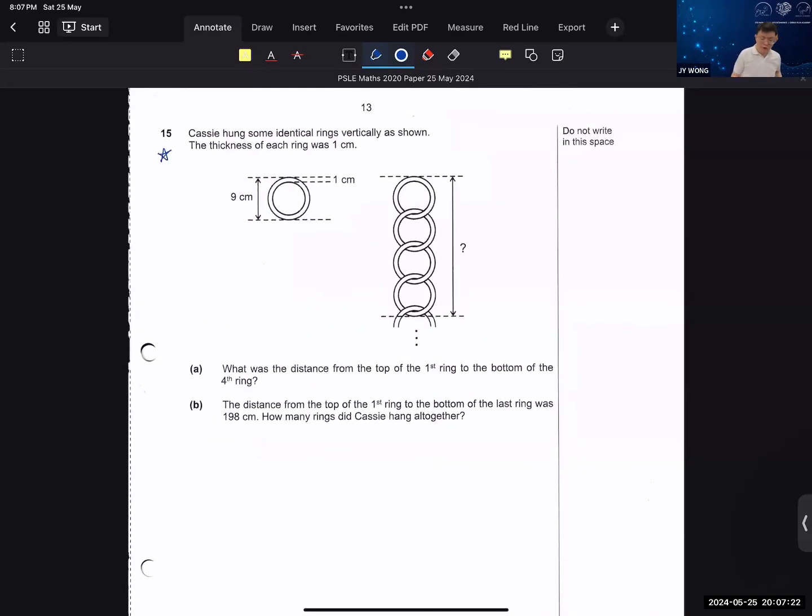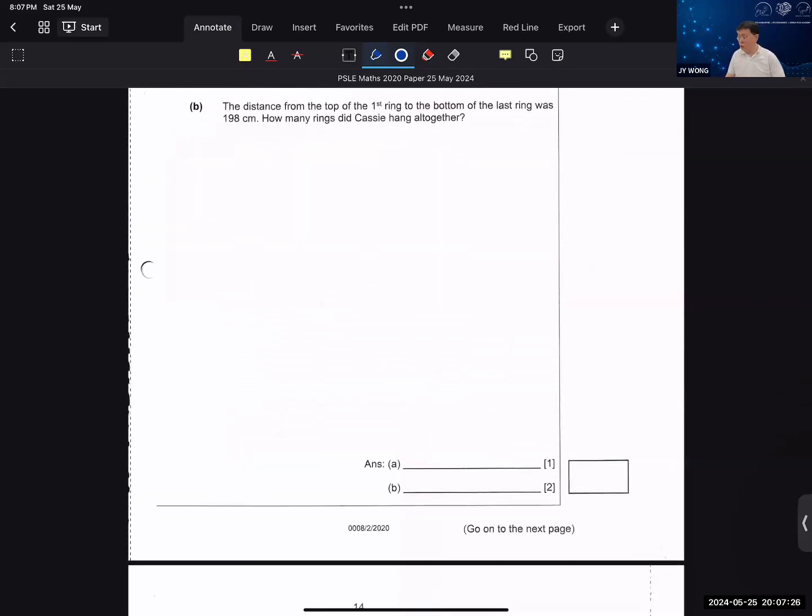Question 15 is an interesting question. I give you the answers first. 30 cm, 28 rings. What's so interesting about this question?